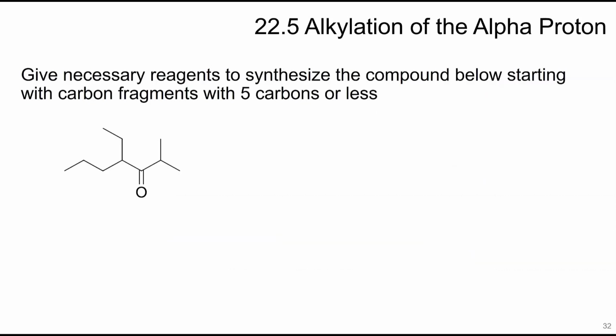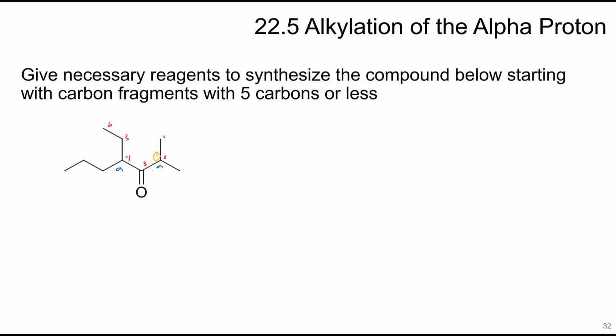Alright, so we want to give necessary reagents to synthesize the compound below, starting with fragments that are 5 carbons or less. So 1, 2, 3, 4, 5, 6, 7 is the chain going all the way across. So we can't just start with this big ketone here. But what I do notice is that I have carbons being added at the alpha position. The carbon chain going all the way across, we said, was 7 carbons. This one here is 1, 2, 3, 4, 5, 6. So I can't use that carbonyl either.